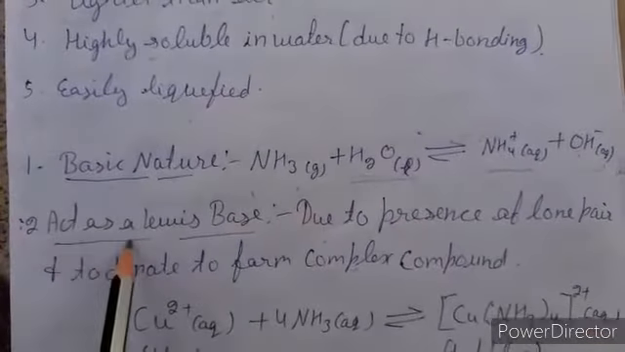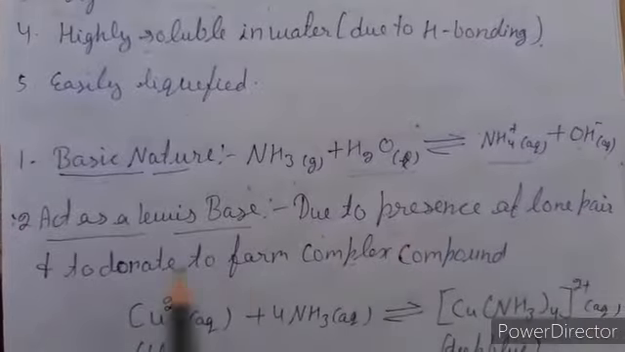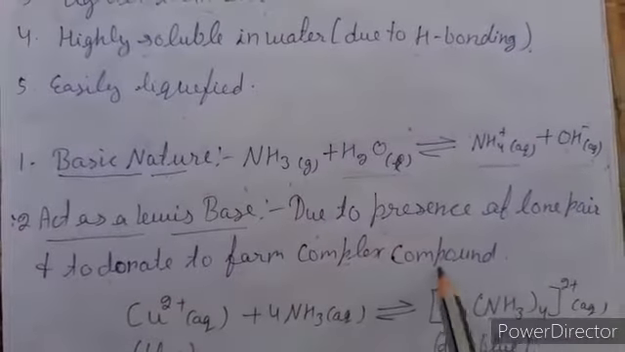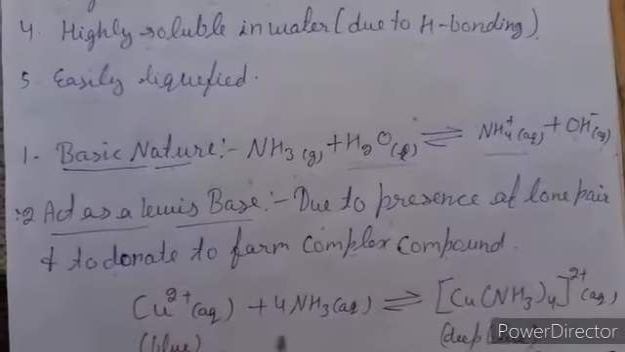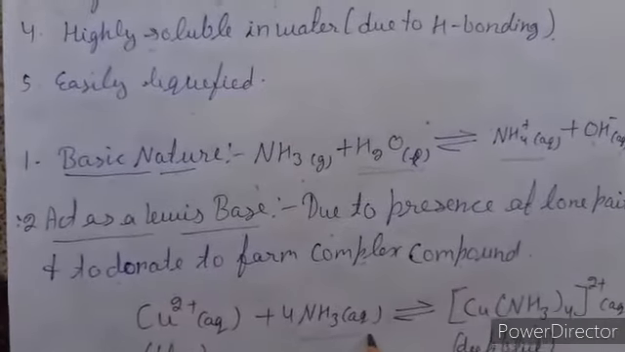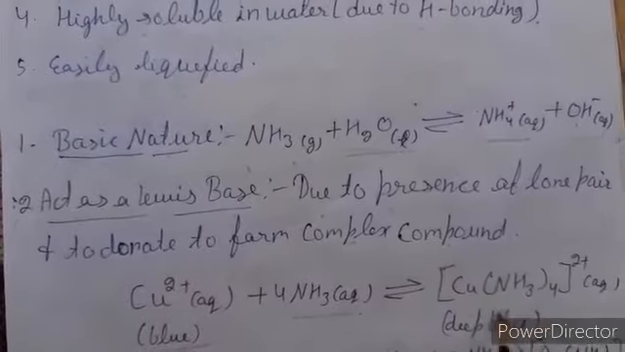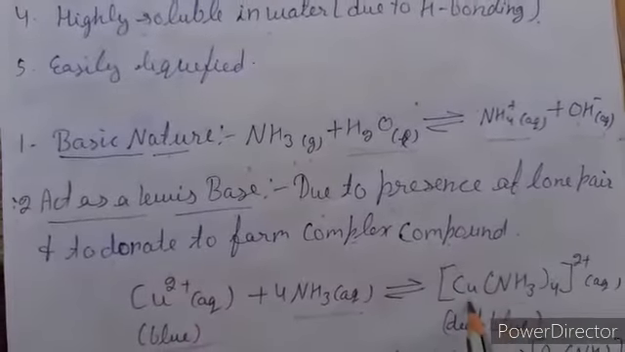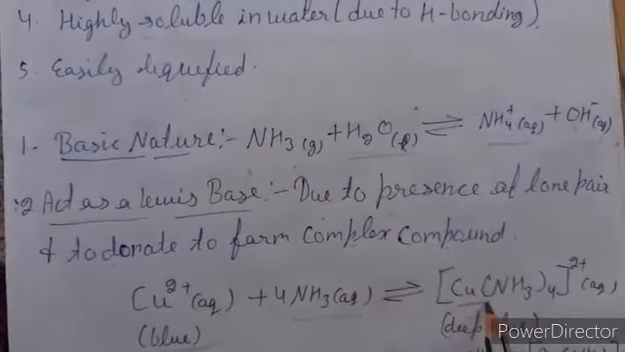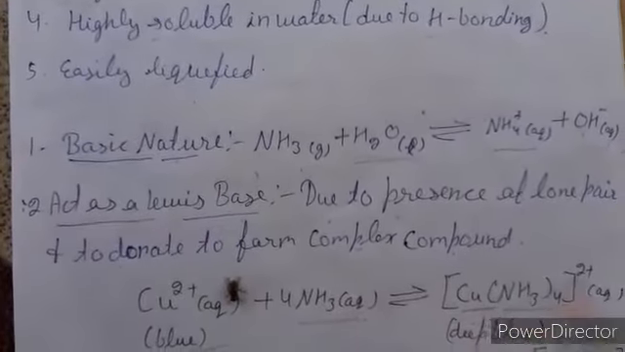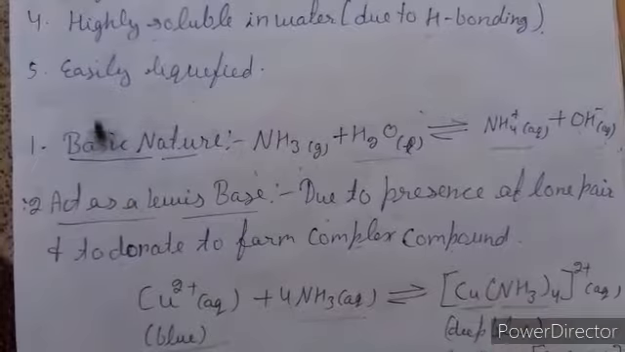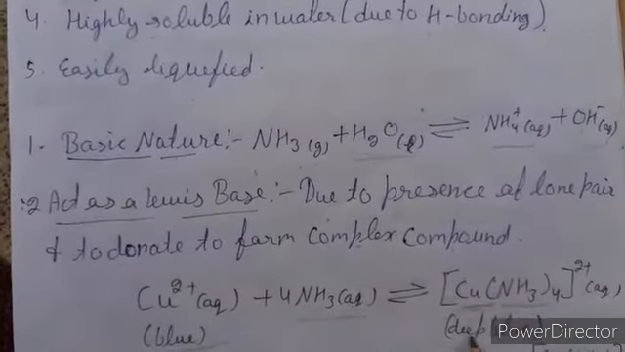Next, it acts as a Lewis base. Due to the presence of a lone pair, it donates the lone pair to form a complex compound. For example, when copper sulfate, which is blue in color, reacts with an aqueous solution of ammonia, it will give a complex with copper, because of the availability of orbitals in copper. In that orbital, ammonia gives the electron pair into that empty orbital of copper, so its color changes into deep blue.